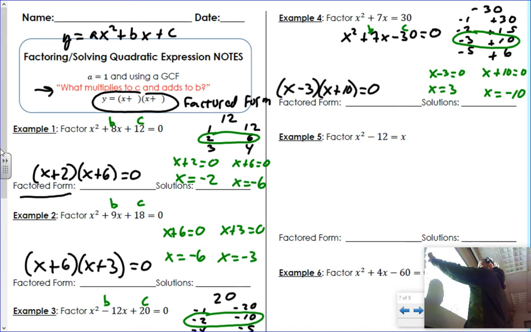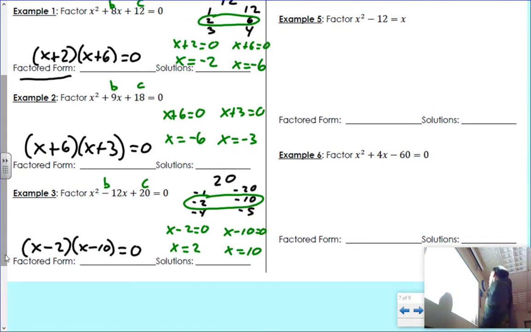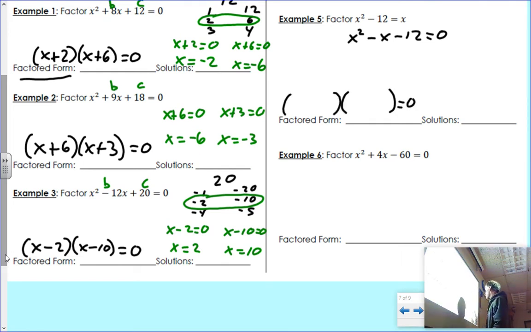So I'm going to have you guys pause the video real quick and see if you can do example 5 and 6 on your own. On number 5, you do have to move that x over. So you're going to start off. We'll go and start this one. So if we subtract x from both sides, we'll have that. So see if you can write your factored form, and then find your solutions. And then number 6 is all set up, ready to go for you too. So I'll give you a couple seconds to pause the video, work on those, and then I'll kind of zip through these solutions for you.